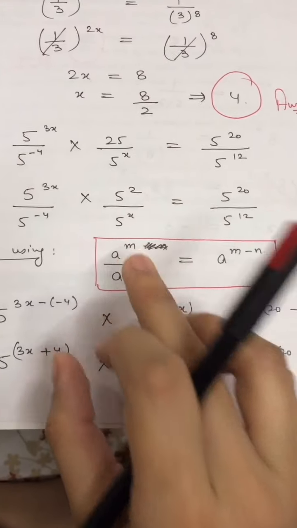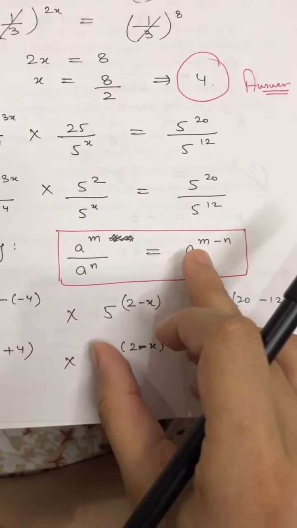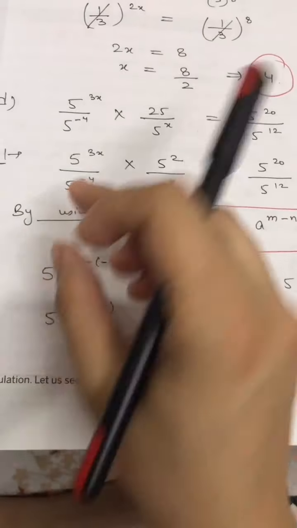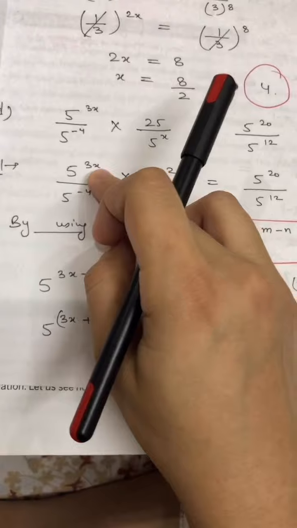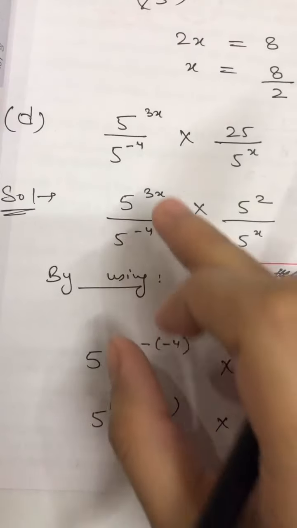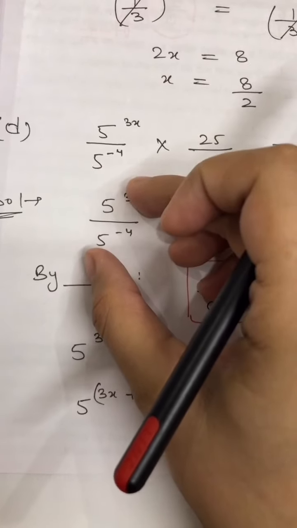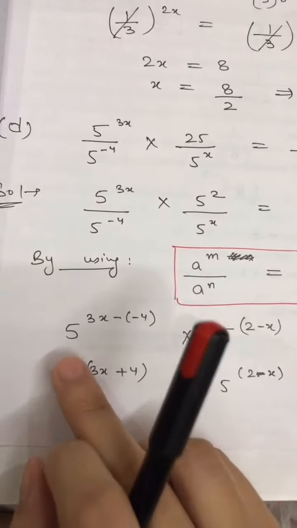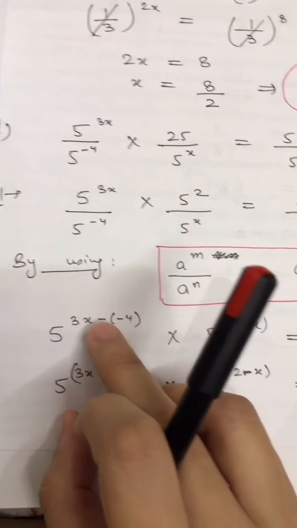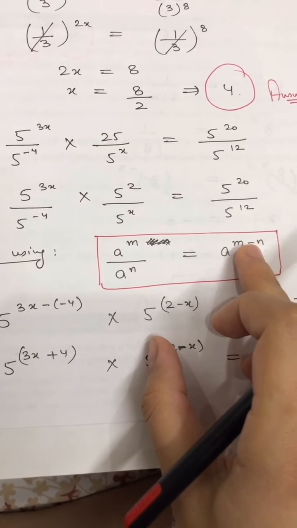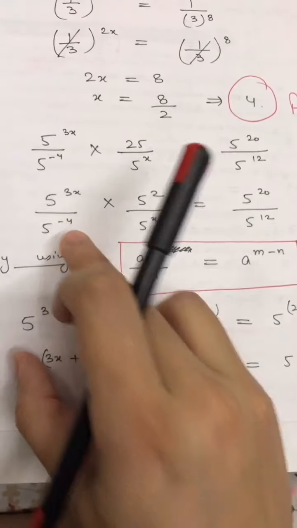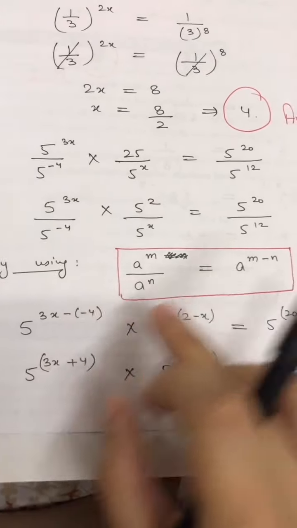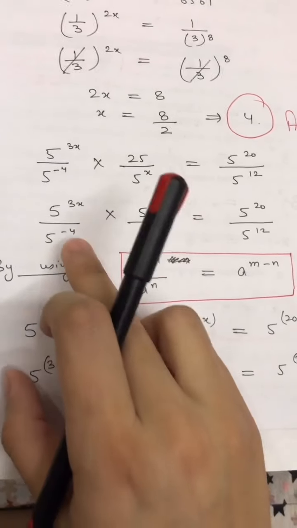A raised to power m divided by a raised to power n is equal to a raised to power m minus n. Okay, now see here, this 5 raised to power 3x upon 5 raised to power minus 4. Now I'm going to change this according to the law. The answer will be, I'm going to write this 5 one time. Okay, 3x minus comes from the formula, this minus, and this minus 4 is the value given here. Okay, so 2 times minus will come. 1 minus from the formula, 1 minus from the value.